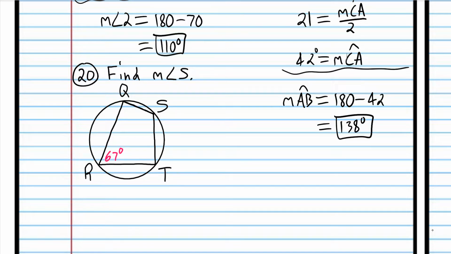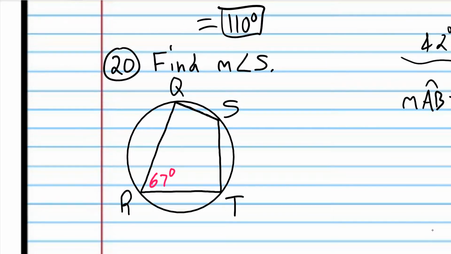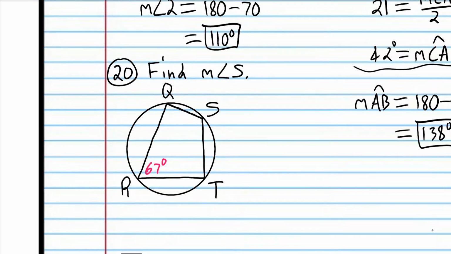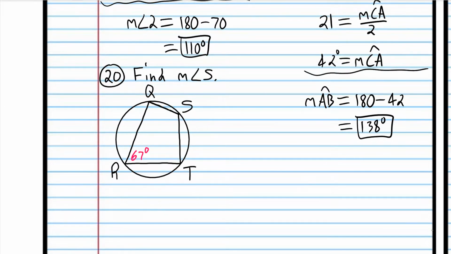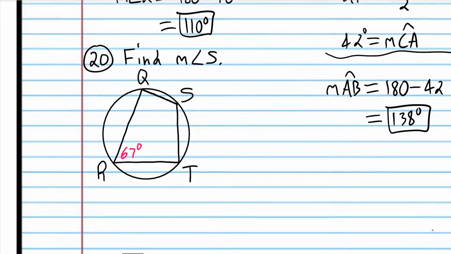All right, we're back. In this problem, we're going to need to use the inscribed angle theorem. But to be honest with you, if you really want to, you can just memorize that this angle here is supplementary to the opposite angle in the quadrilateral. So 180 minus 67 is the answer. But that doesn't really explain anything. That just helps you find the answer.